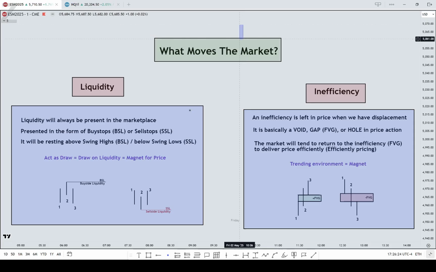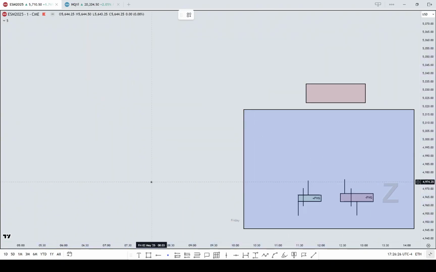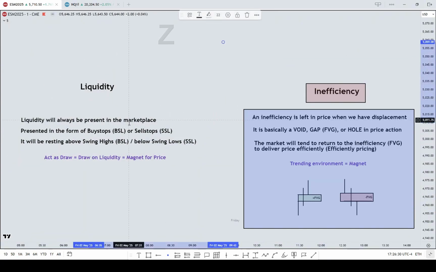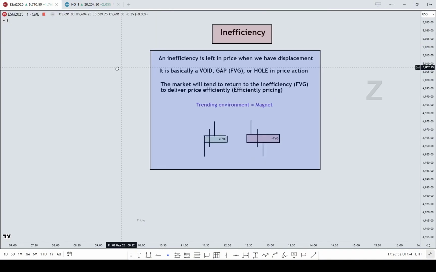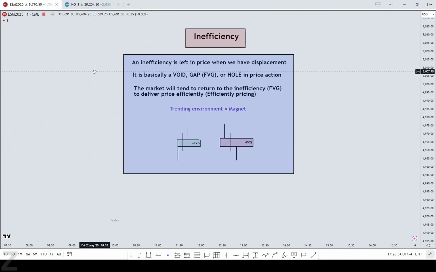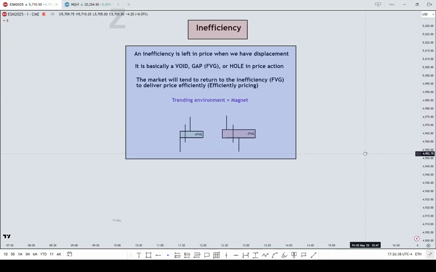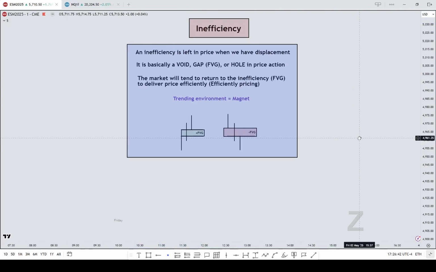Done. Nice. So why is an inefficiency called an inefficiency? Why will the market tend to return to the inefficiency? Why is this even a thing? Why does this happen? Why this way? Why not that way? Okay, so this is the reasoning behind the inefficiency and why it works. And why do you enter an inefficiency?